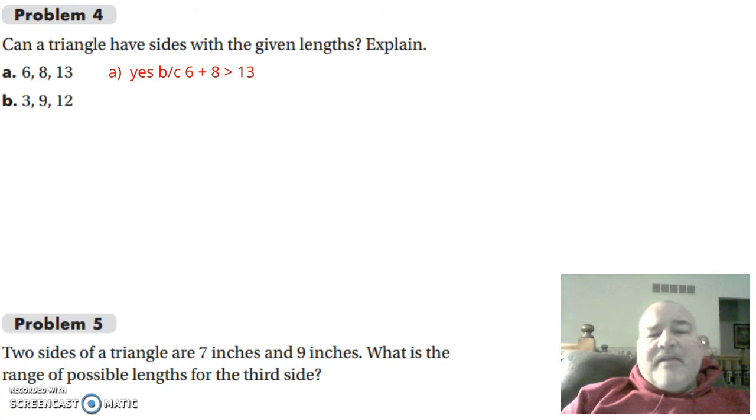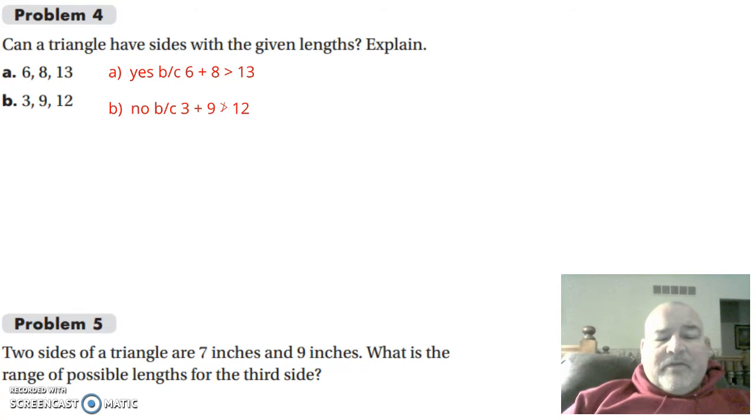Can a triangle have sides with the given lengths of 3, 9, and 12? If we added together the two short sides, 3 plus 9, we would not get something greater than 12. So no, 3, 9, and 12 would not form a triangle because 3 plus 9 is not greater than 12.